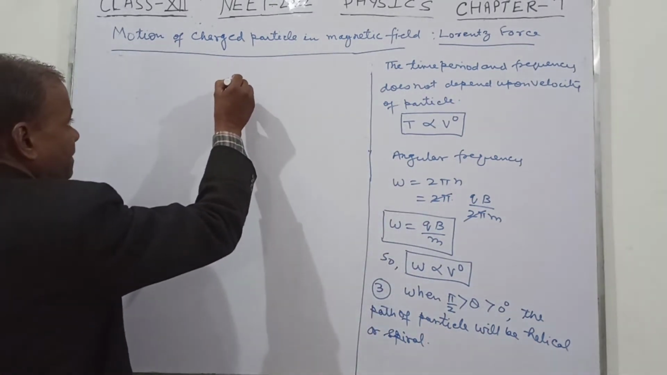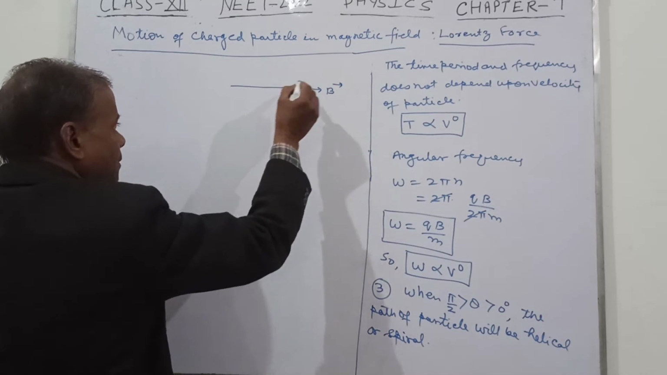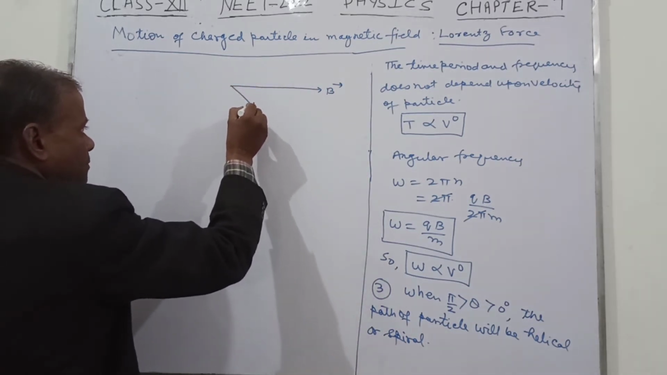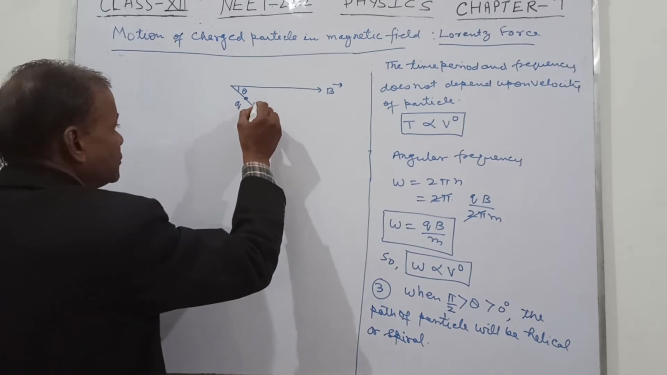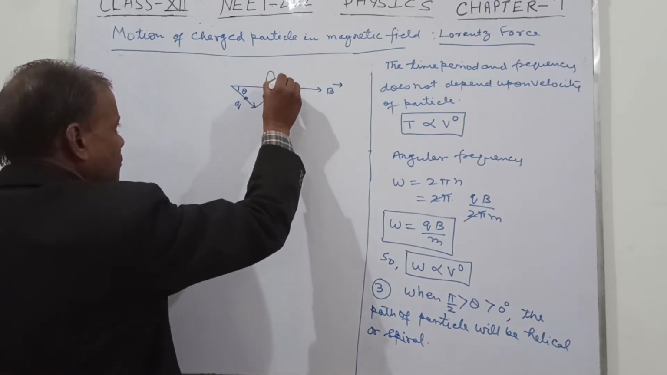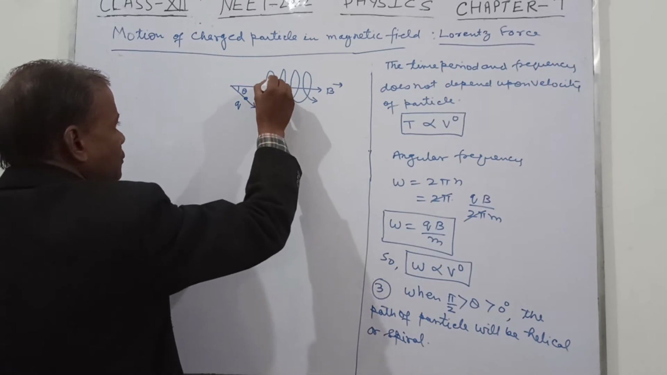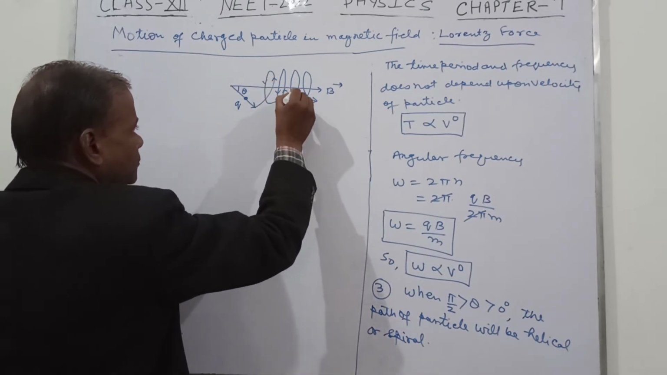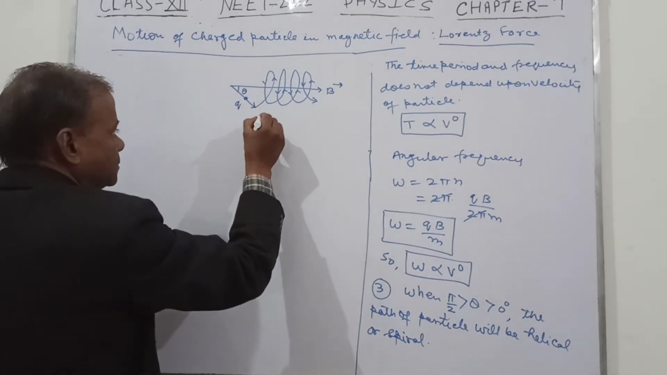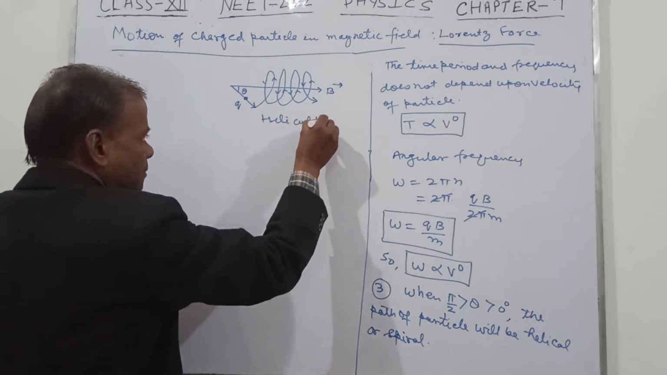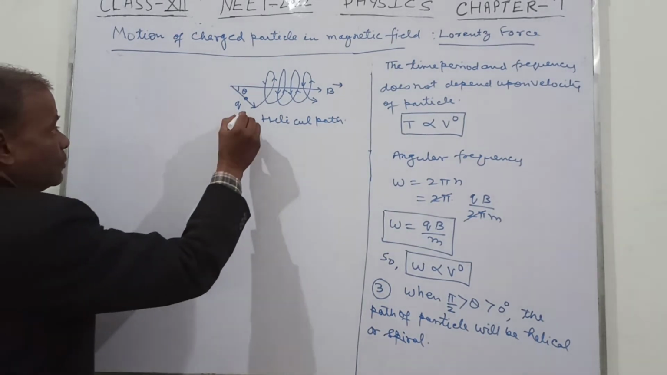Now this is like this one. This is the magnetic field B. The particle is moving like this. This is now q. This angle is theta. Then what will happen is that this will move in this way. This is the helical path. इसे हम कहते हैं कुंडली नुमा पथ. So this is now velocity v.